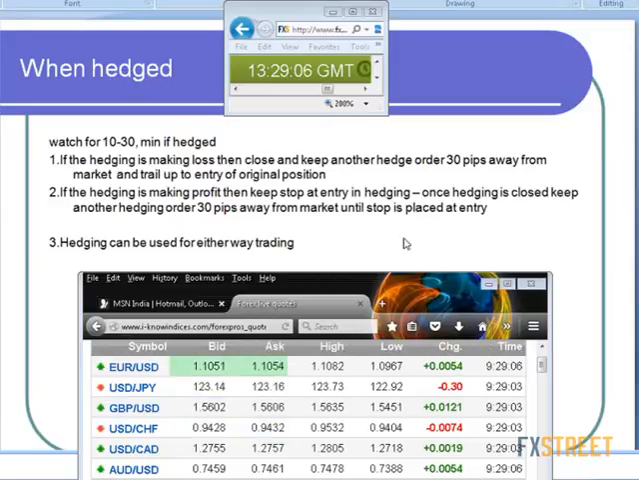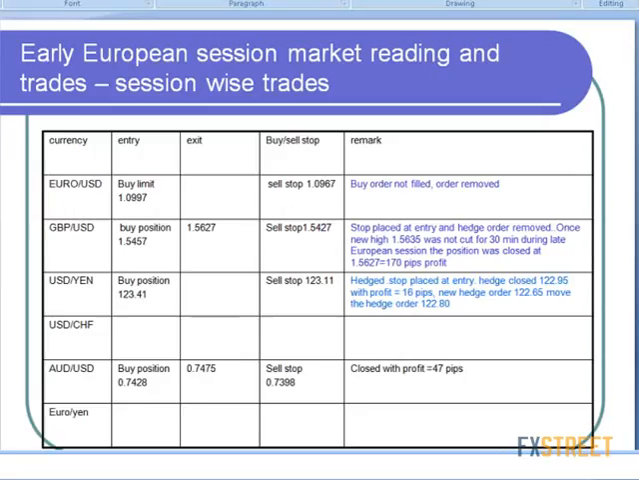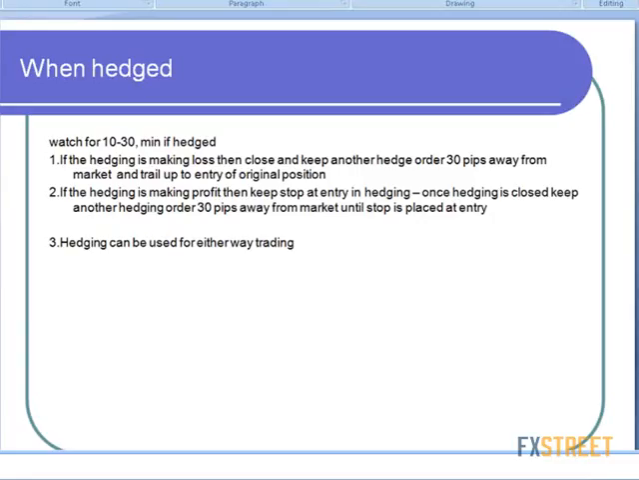And the USD yen, okay, USD yen, I got a buy position already at 123.41, sorry, 37 is 123.41. So that position I will hold until I'm able to book profit in that. On the sell side, I booked profit.